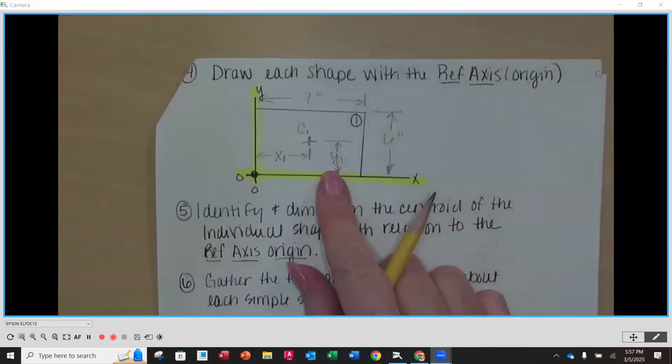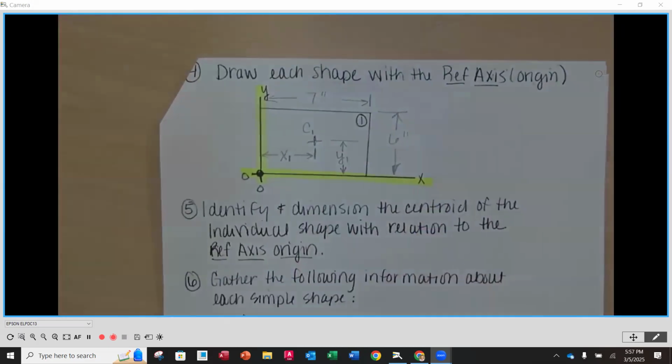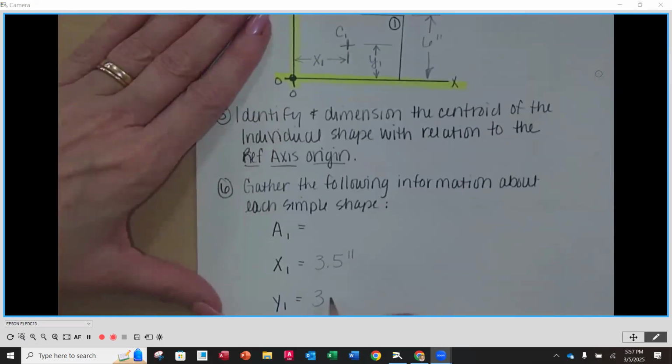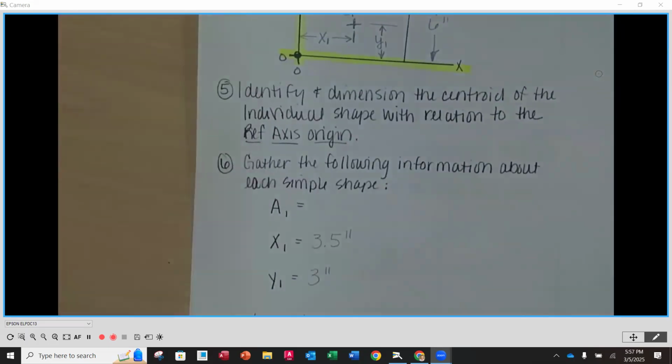So what is going to be my y1? If 6 is the height, Josh, but what is it? 3 inches. Yes, 3 inches.